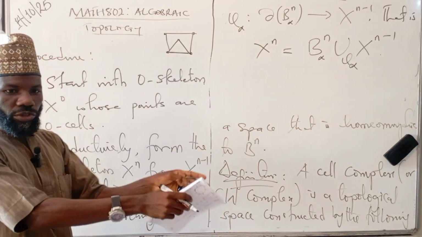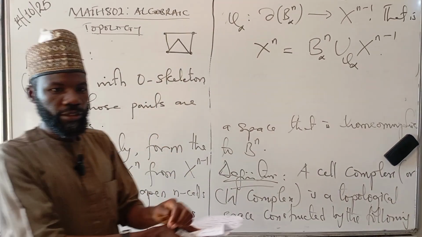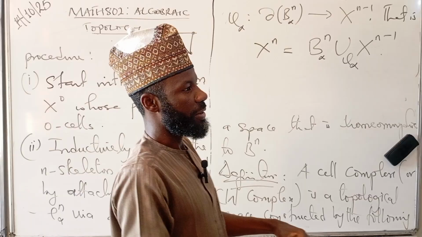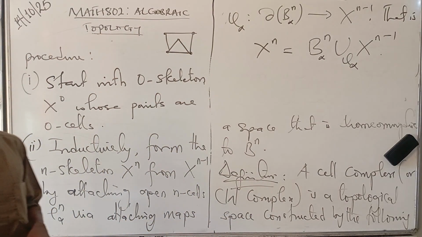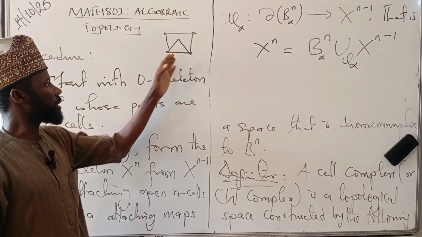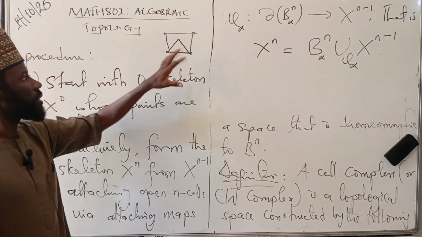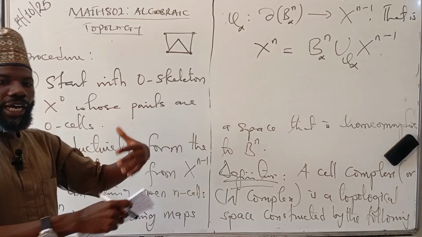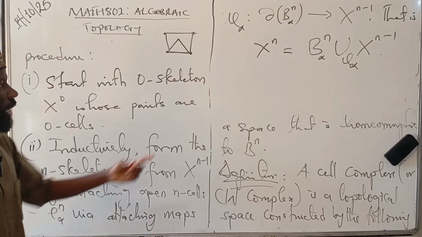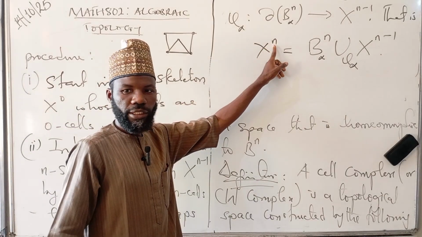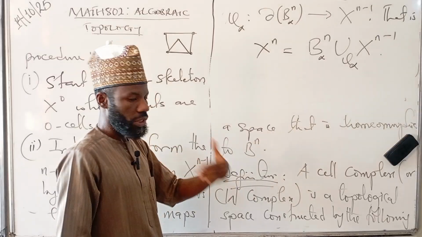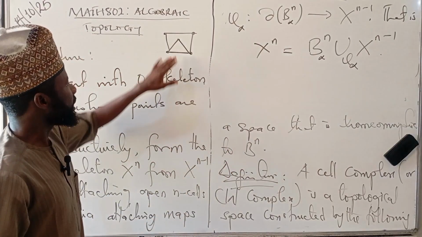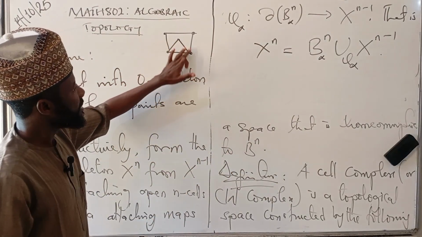Okay? And you can stop there and say this is your complex. So this is a cell complex of dimension 1. But you can go ahead and start constructing X2, the 2 skeleton, in the next step, because you are doing it inductively.